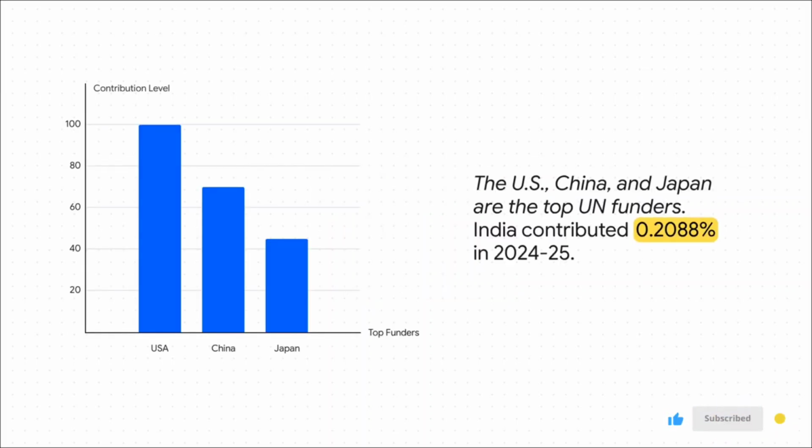Well, the UN is funded by its members. And if you look here, you can see the top 3 funders are the USA, China, and Japan. So where does India fit in? For 2024-25, our contribution is about 0.2%. But, and this is a big but, as we're about to see, India's contribution isn't just about money. It's about so much more.